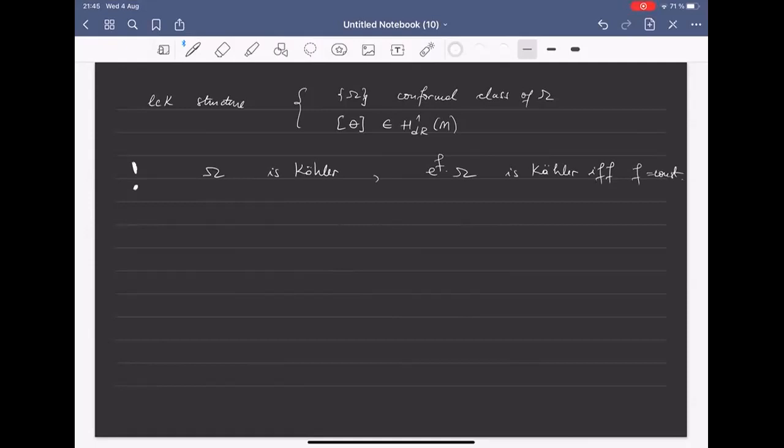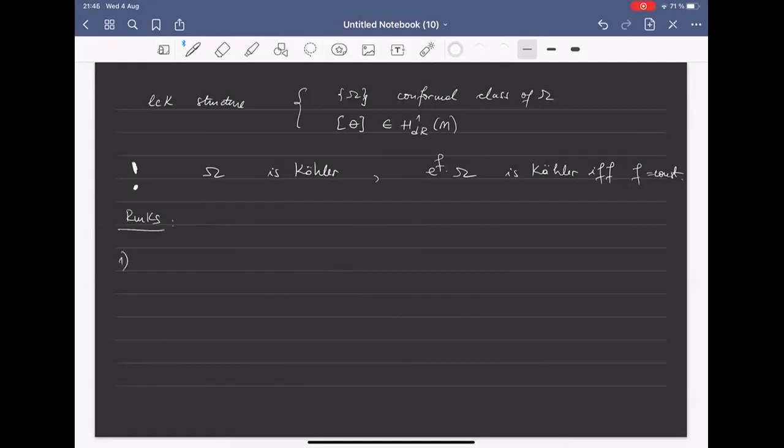So this would be the reason why I said the definition of LCK metrics is quite natural from the point of view of Kähler geometry. This would be a natural generalization of Kähler metrics. Now, a couple of useful remarks.